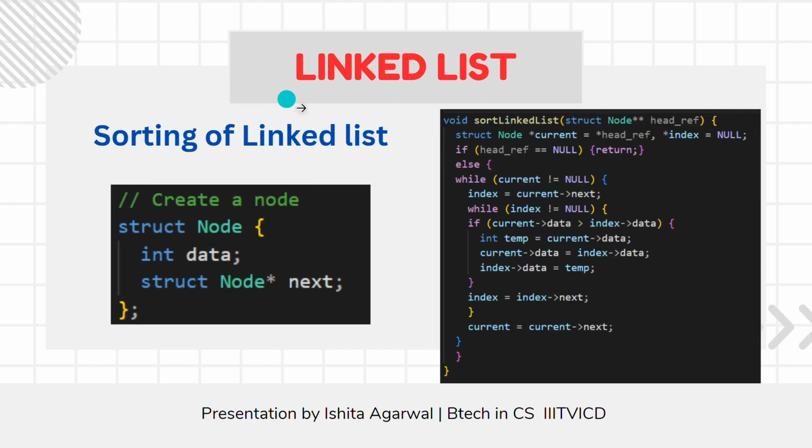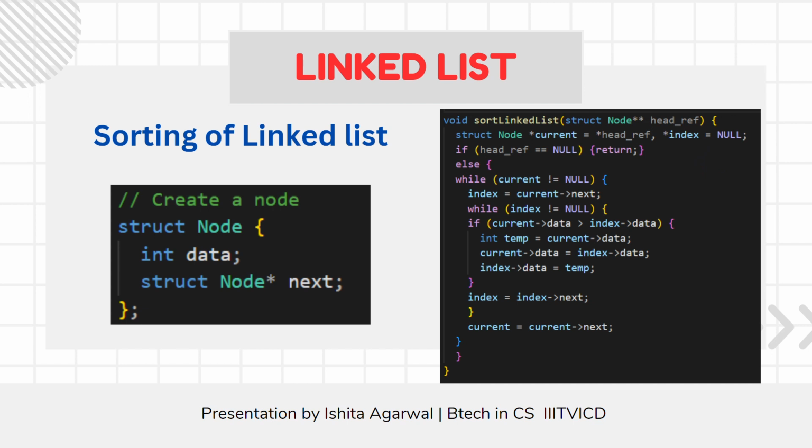Then what we are going to study is sorting of a linked list. That is, now we are given a linked list and we have to sort it. So now let's see its code. Here we are given a linked list with head reference pointer. So what we are doing is, to traverse it, we are creating a current pointer that is pointing towards the head, and there is also an index pointer that is initially null.